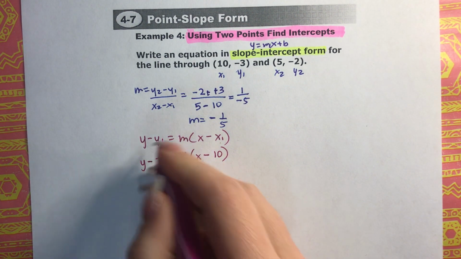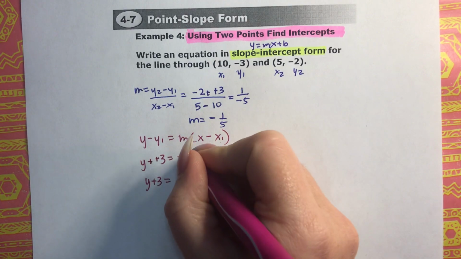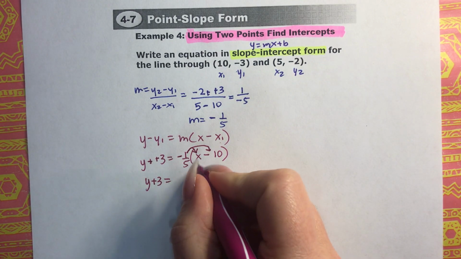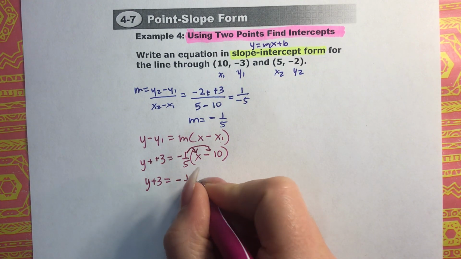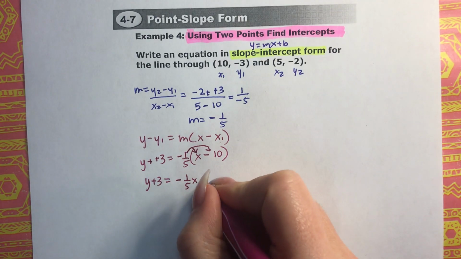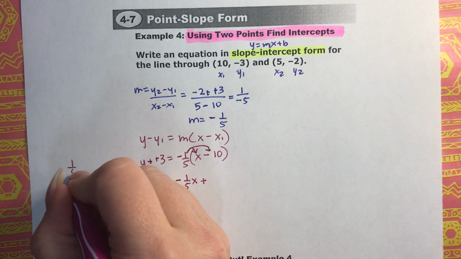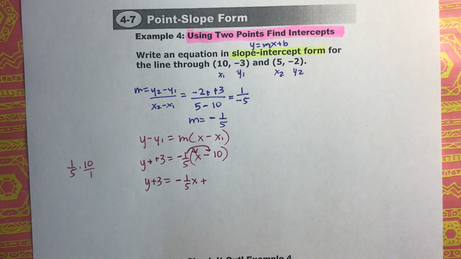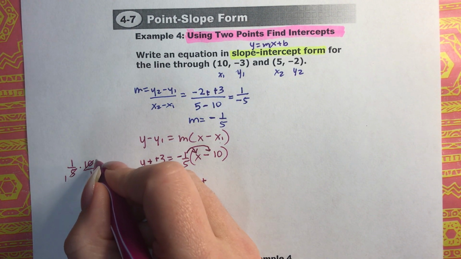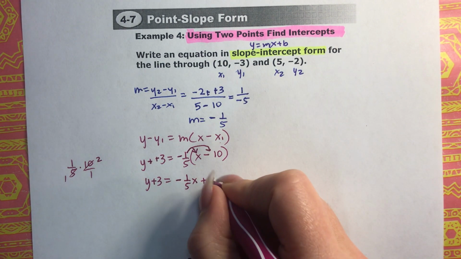A lot of simplification here. These 2 negatives become positive, so it's y plus 3 equals, and then we can distribute this negative 1/5 to both items. Negative 1/5 times x is negative 1/5 x. Negative 1/5 times a negative 10, and a negative times a negative is a positive. 1/5 times 10, make it 10 over 1. We look to cross cancel, common factor of 5. 5 goes into 5 one time, 5 goes into 10 2 times. So really 1/5 times 10 is just 2.